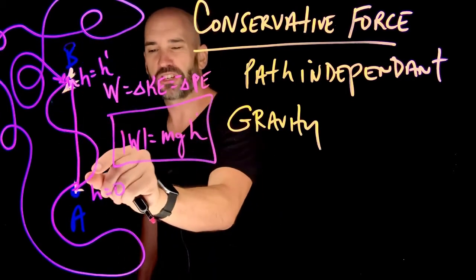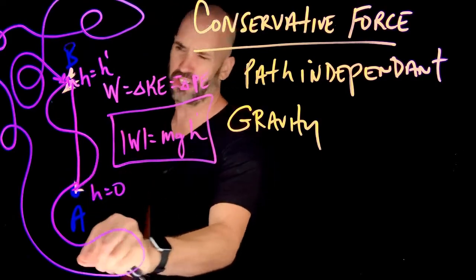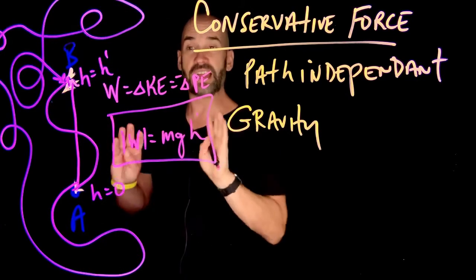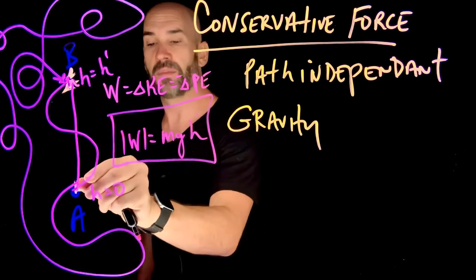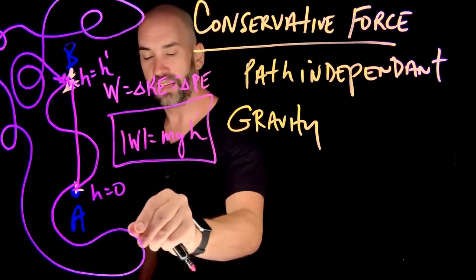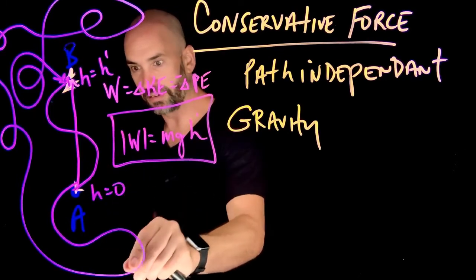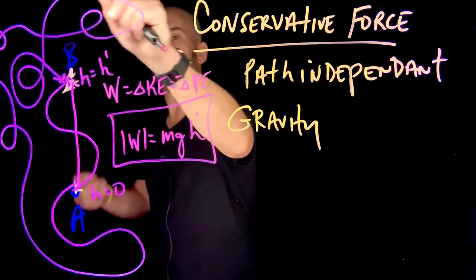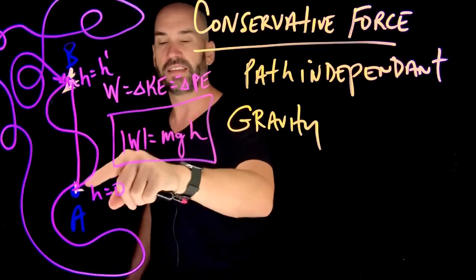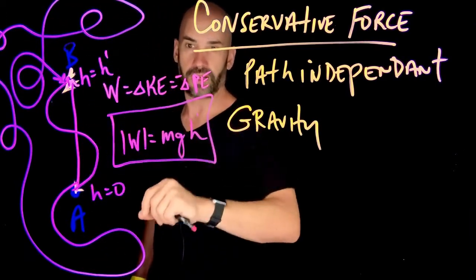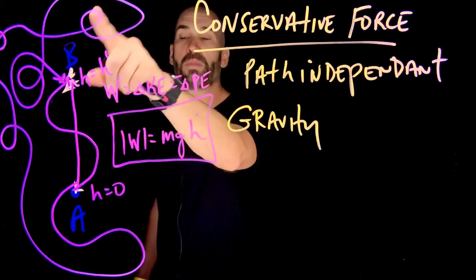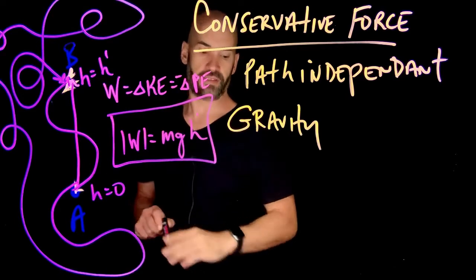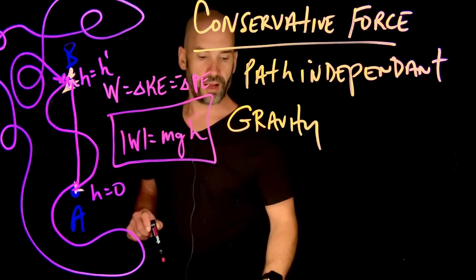It's not like friction where we're working against the friction the entire time, right? It's not like that. It's like sometimes gravity's helping us, in this case, if we're going down, and then sometimes we're working against gravity, and the net difference is just the change in height, okay? So it doesn't matter which path we go for gravity, work is equal to mass times gravity times height, okay?